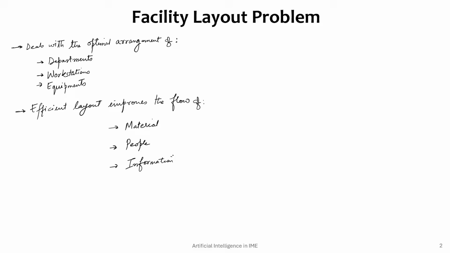So, let us say in a particular manufacturing setting, in a workshop, you have different kinds of machines, and to complete a particular job you need to move some kind of material, some people get involved, that need to travel from one part of the workshop to another part, or some kind of information will travel between these places. So, your efficient layout of a facility will improve these three different things: material, people, and information.